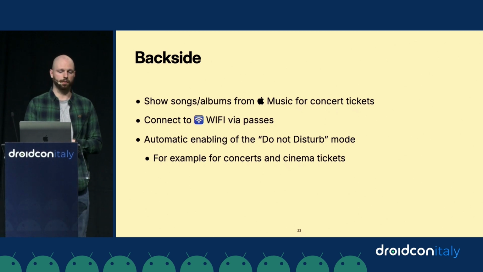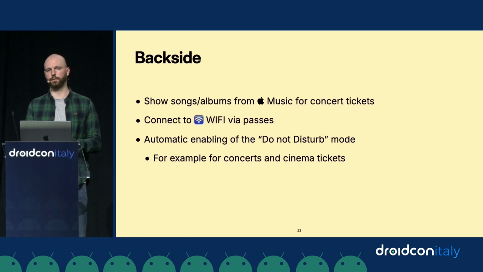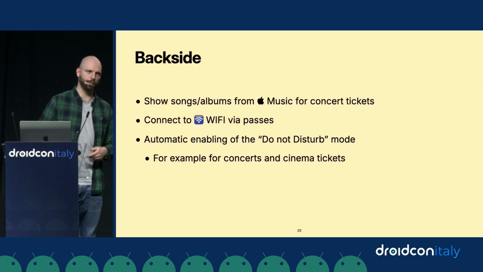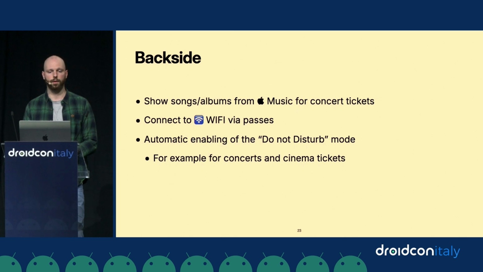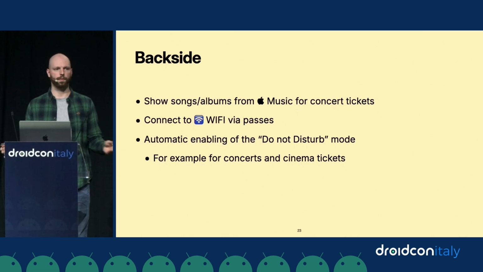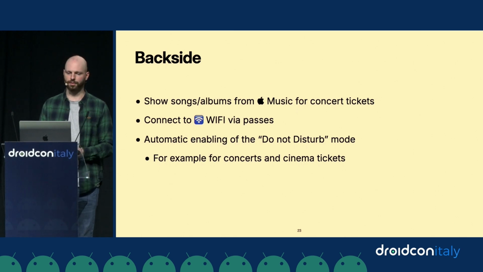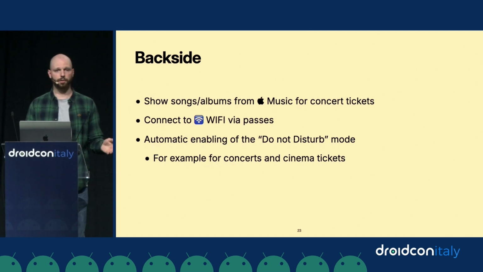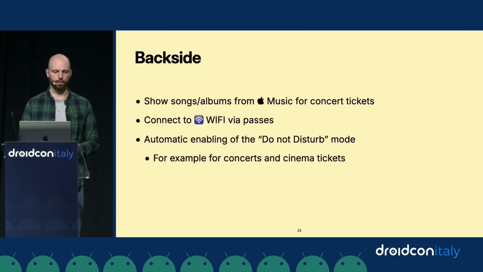Another interesting fact is that we can also do automatic enabling of the Do Not Disturb mode. Imagine concert tickets or cinema tickets. So you go to the event, your phone automatically turns on the Do Not Disturb mode. Then you, without disturbance, listen to the event. Then you go out and you're back to your normal, not enabled Do Not Disturb mode.